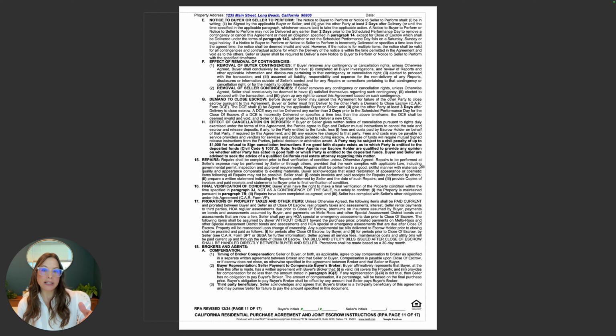Demand to close escrow. If things are lagging and the buyer's removed all contingencies and they still can't close escrow or are refusing to close escrow, the seller can issue a demand to close escrow. If that doesn't happen within the time specified in the demand, the seller can cancel, or the buyer.